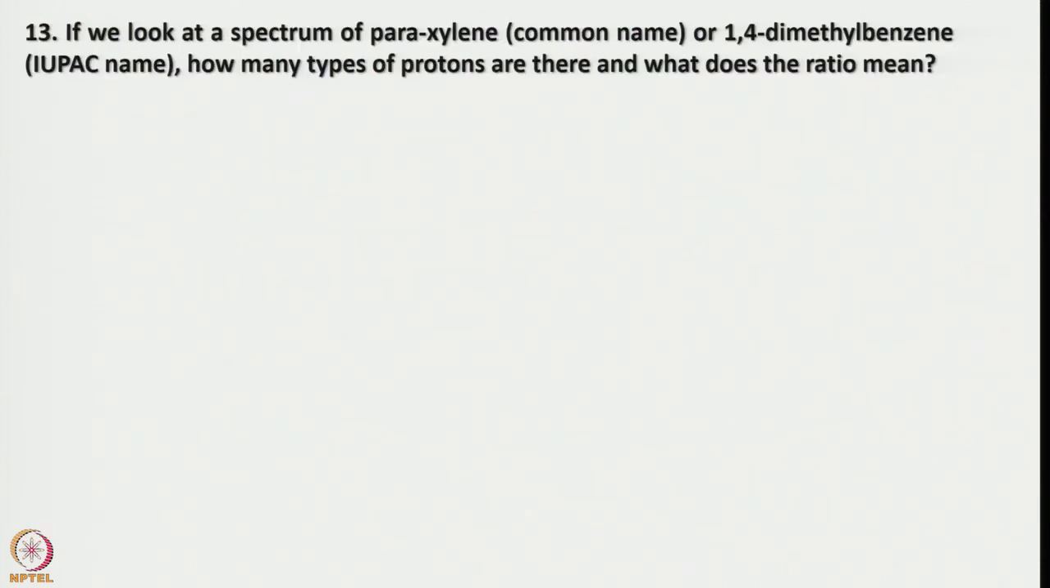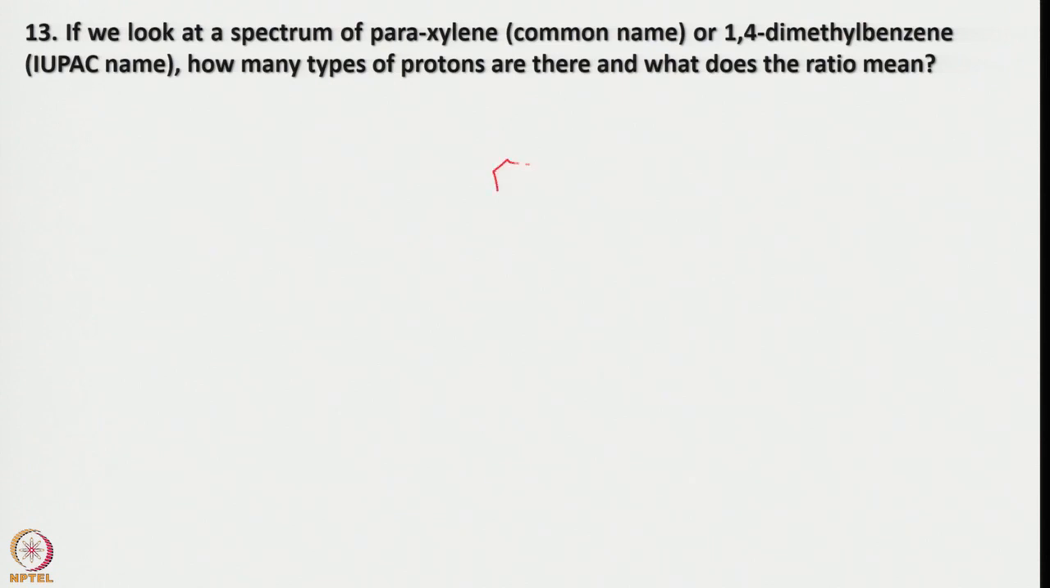Now let's look into another example focusing on 1H NMR spectroscopy. If you look at a spectrum of para-xylene, the common name for 1,4-dimethyl benzene, and 1,2 is ortho-xylene, 1,3 is meta-xylene. How many types of protons are there and what does the ratio mean? Ratio means we are referring to the number of equivalent hydrogen atoms or nuclei in each different set. That's what we refer to. So let us look into it.